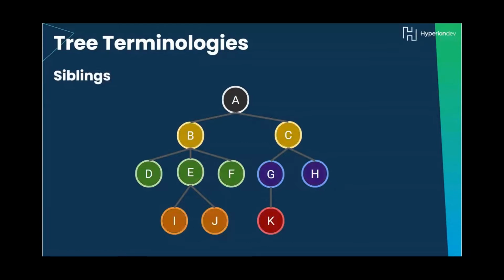Next, there's siblings. So nodes which belong to the same parent are called sibling nodes. In simple words, the nodes which have the same parent are called sibling nodes. So here in this example, B and C are siblings, D, E, and F are siblings, and I and J are siblings. Notice also G and H are also sibling nodes.